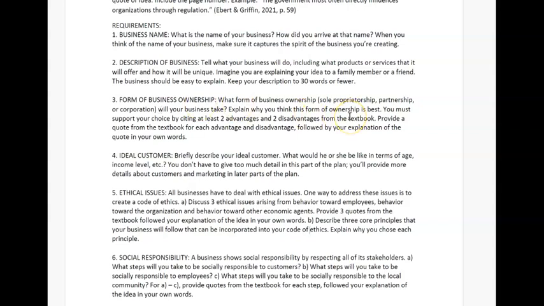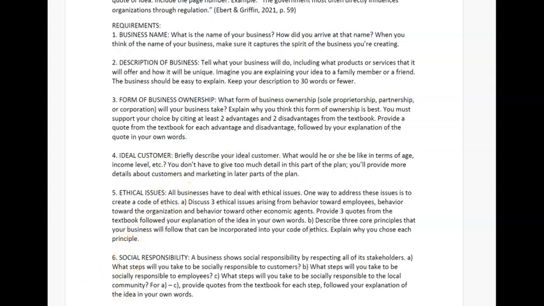Why do you think this is the best ownership? And you need to cite two advantages and two disadvantages from the textbook. So provide quotes from the textbook for each advantage and disadvantage, and then follow it with an explanation of the quote in your own words.